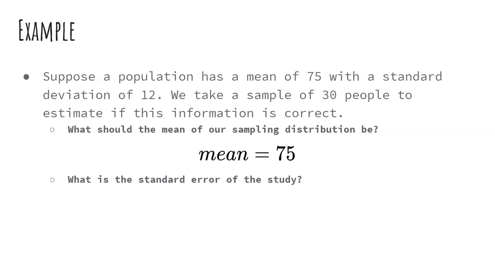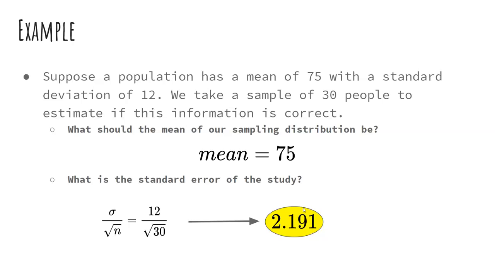The second question: what is the standard error of the study? Again, standard error is standard deviation divided by the square root of sample size. My standard deviation is 12. I took a sample of 30 people, so my sample size is 30. I just put the numbers where they go, and we type that in the calculator, and we see that the standard error is 2.191.